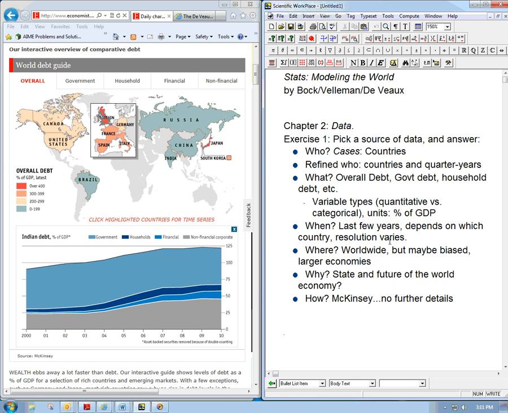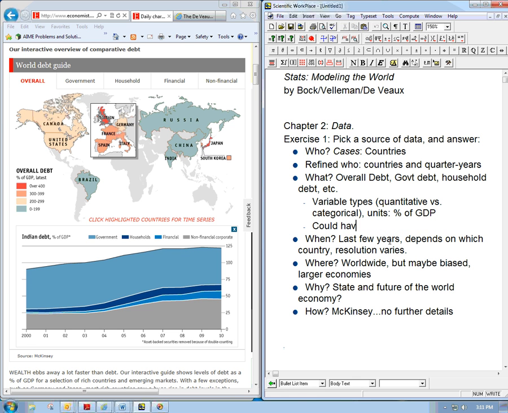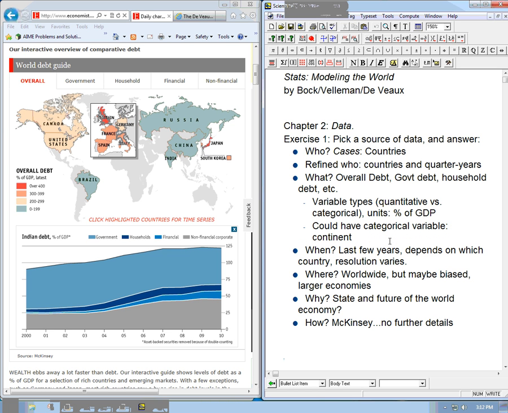Okay, so we could put that in here. Could have a categorical variable, which would be the continent. That's not a quantitative variable because it's just an either or, because you can't add North America and Russia, for example, or you can't say North America is bigger in some meaningful sense here than Asia. We wouldn't care about that. And it really doesn't have units. It's just a label. So that would be an example of putting a categorical variable into this.